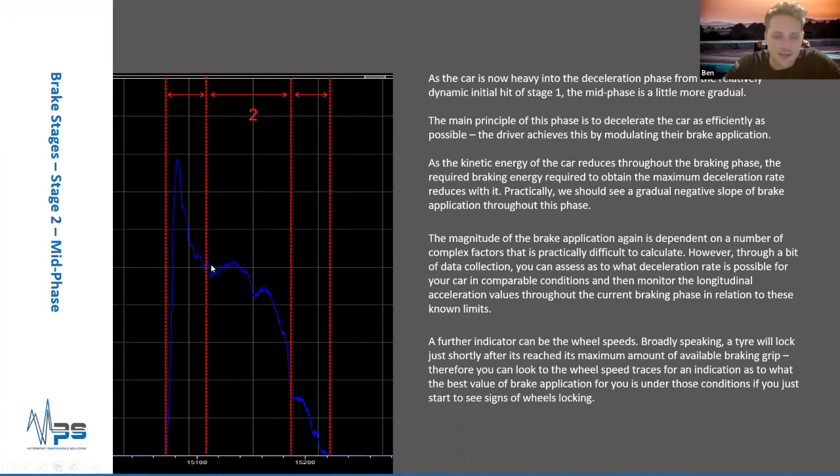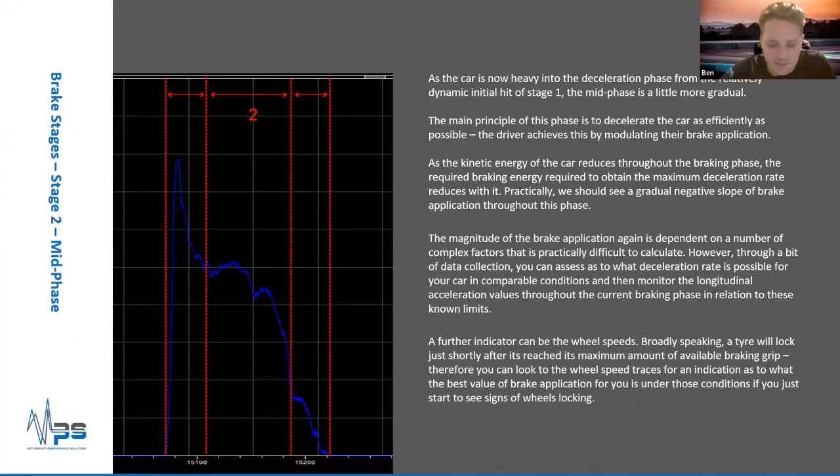Again, it's very hard to calculate exactly what number you want to see here, but there are techniques you can use with other sensors to make a very good educated guess. Firstly, you've got your longitudinal acceleration input. You want to be trying to decelerate the car at the greatest negative G that you can. Through some iterative testing, you can work out what values of longitudinal deceleration your car, the track you're on, and the brakes you're running can realistically achieve.